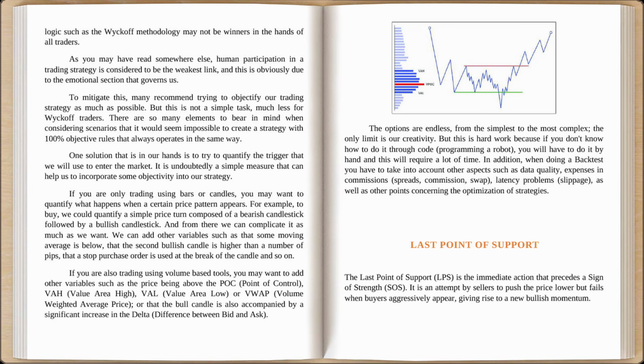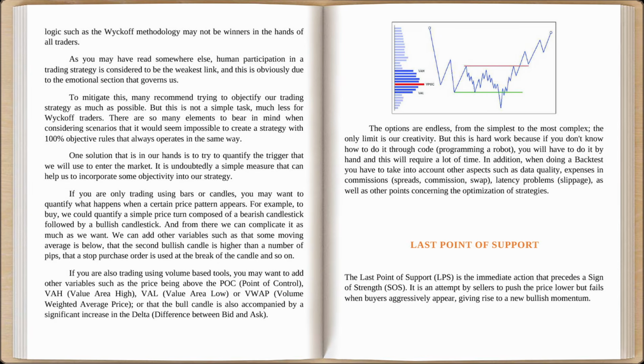One solution that is in our hands is to try to quantify the trigger that we will use to enter the market. It is undoubtedly a simple measure that can help us to incorporate some objectivity into our strategy. If you are only trading using bars or candles, you may want to quantify what happens when a certain price pattern appears. For example, to buy, we could quantify a simple price turn composed of a bearish candlestick followed by a bullish candlestick. And from there, we can complicate it as much as we want.